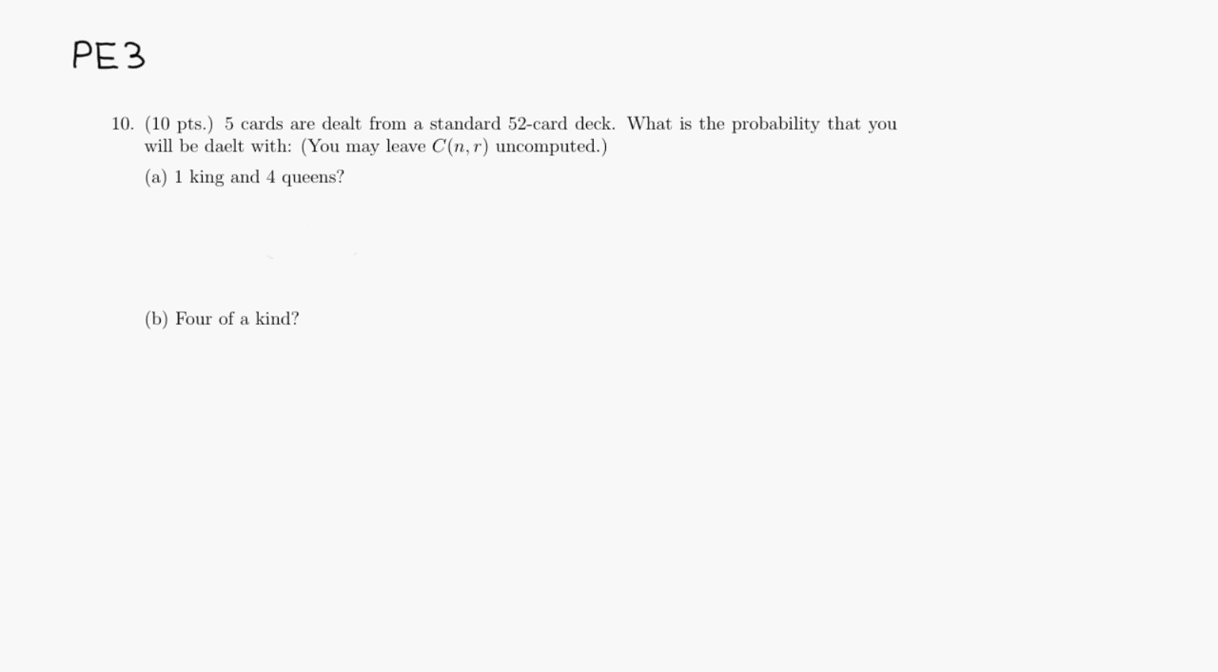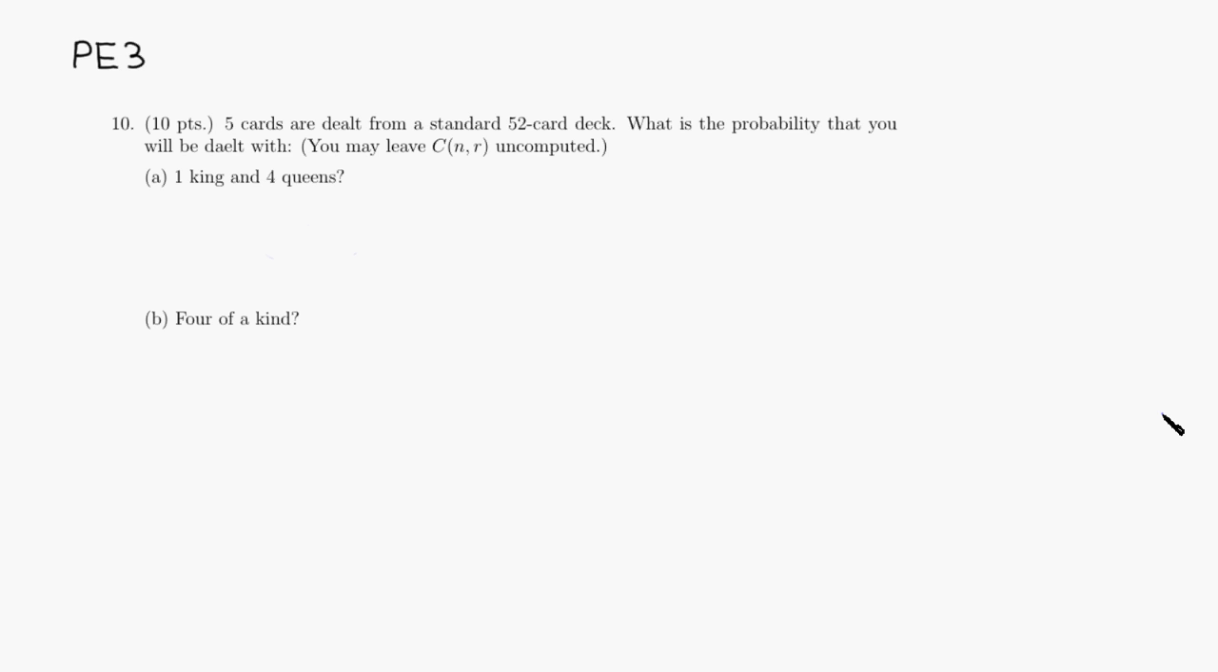All right, let's look at practice exam 3, problem number 10. We're talking about 5-card hands from a standard 52-card deck. We want to know the probability that you'll be dealt 1 king and 4 queens. I think it's misspelled there.